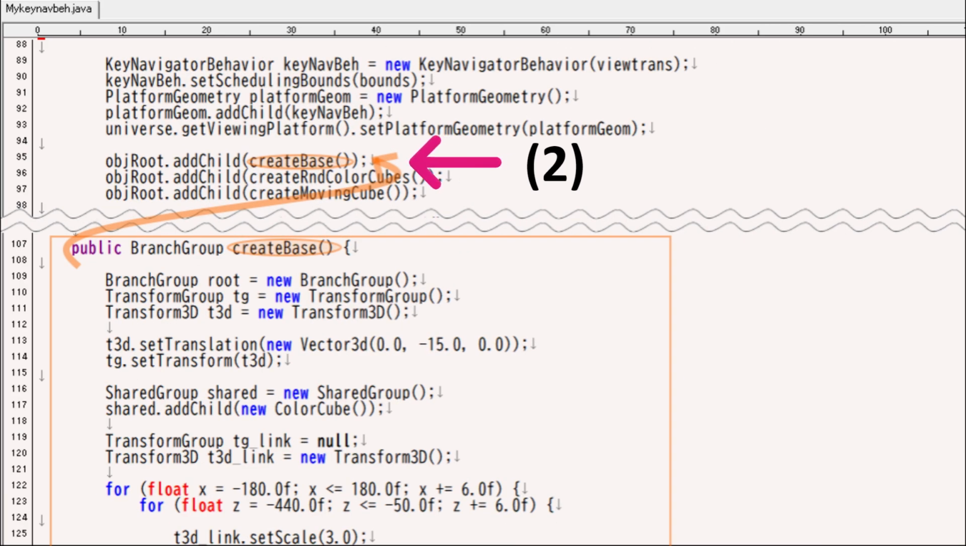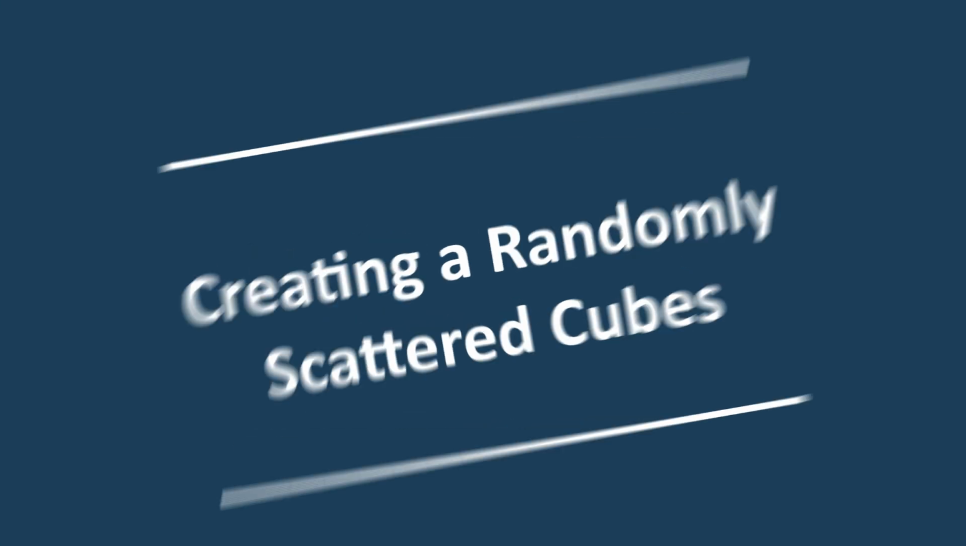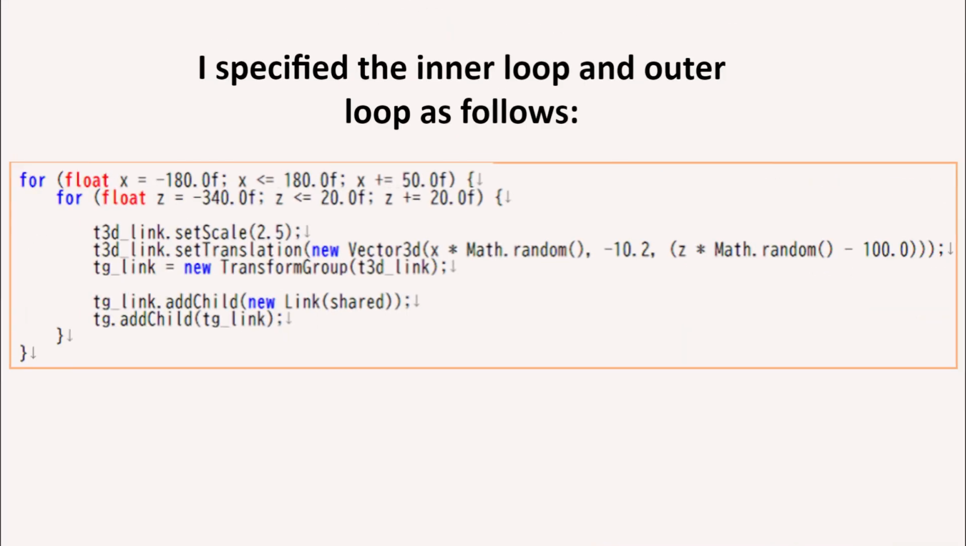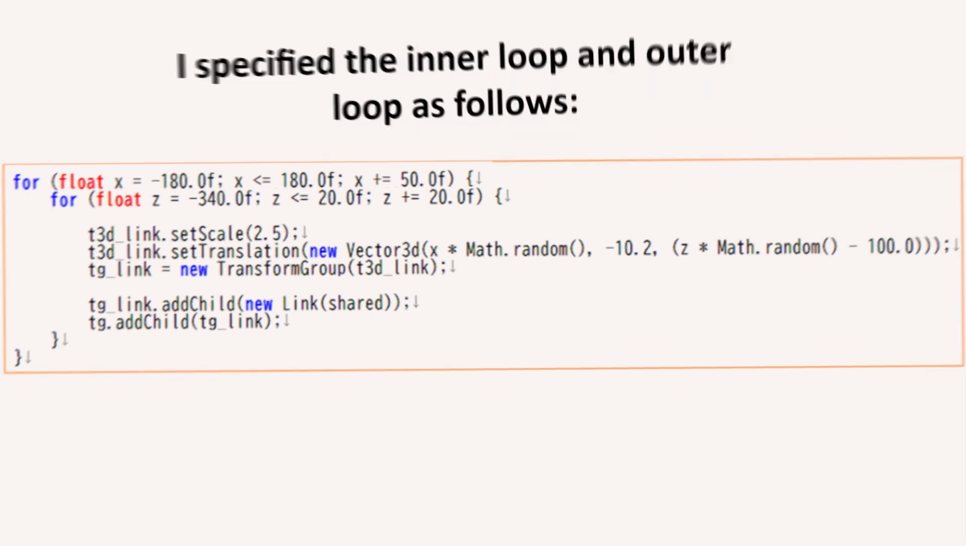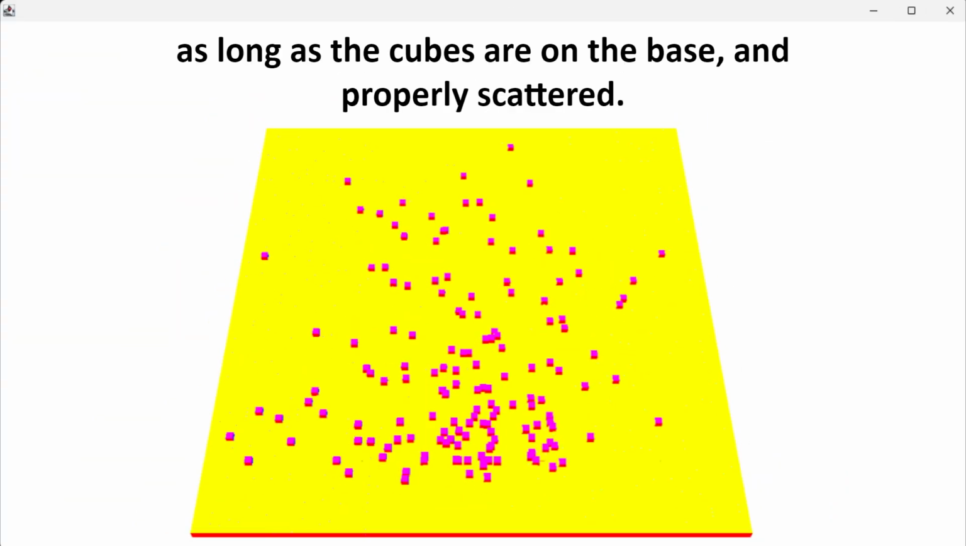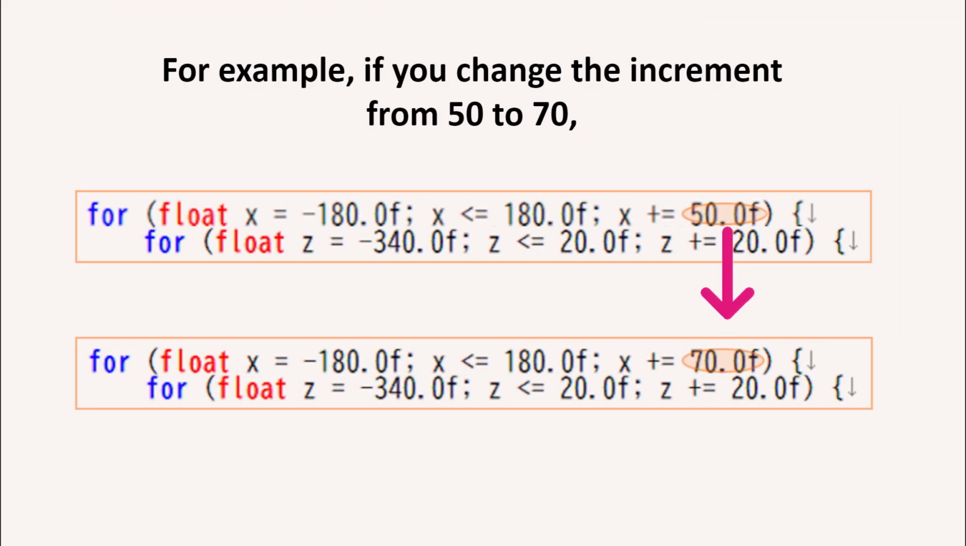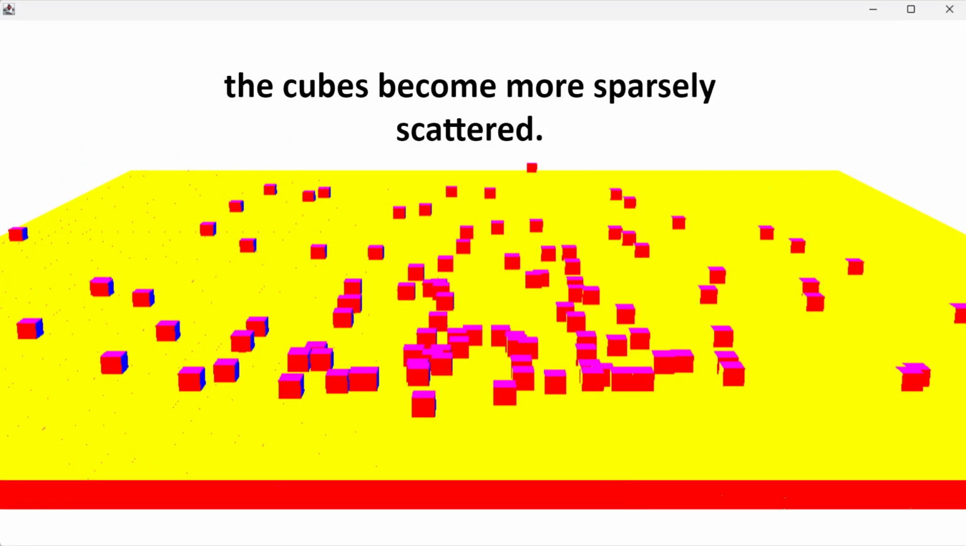2. Creating randomly scattered cubes. 3. I specified the inner loop and outer loop as follows. You can change these numbers as you like, as long as the cubes are on the base and properly scattered. For example, if you change the increment from 50 to 70, the cubes become more sparsely scattered.